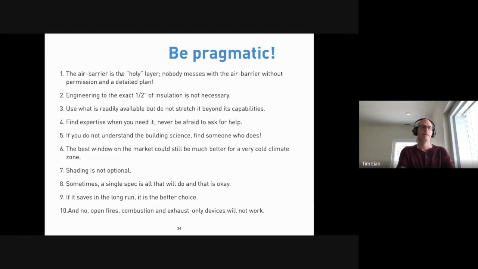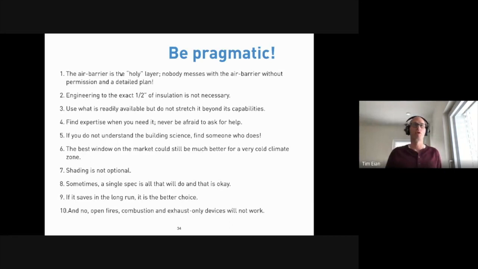And then point 9, I was just at a webinar with Dr. Feist where he talked about the impact of passive housing on climate change. I think if it saves in the long run, this was meant maybe more for economics, but it's true for carbon as well. It is the better choice. And I think that's something where as a society, we need to get more on board with that.